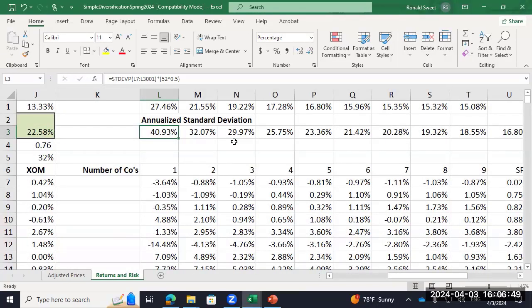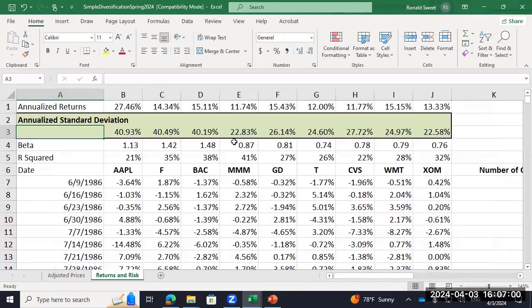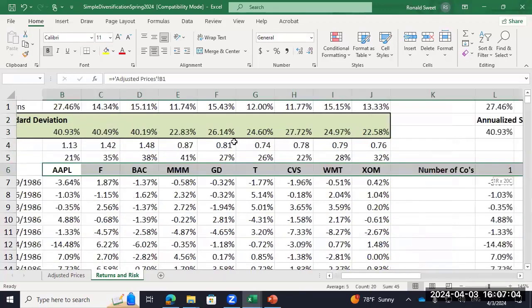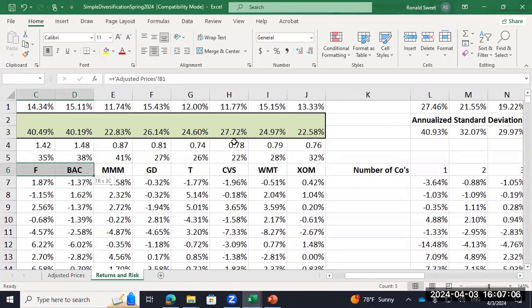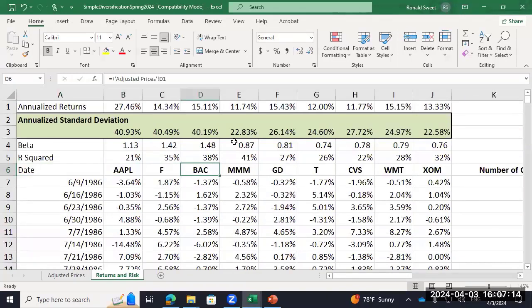How many stocks do you need so that the unsystematic risk goes to 0? Somewhere around 20 stocks, you completely eliminate unsystematic risk, assuming they're all in different industries. If they're all in the same industry, then yeah, you're going to need more stocks than that. But this is a pretty good mix of stocks. I don't know if I have any consumer discretionary in there. I guess Ford falls in that category, but it's a pretty good mix of stocks.